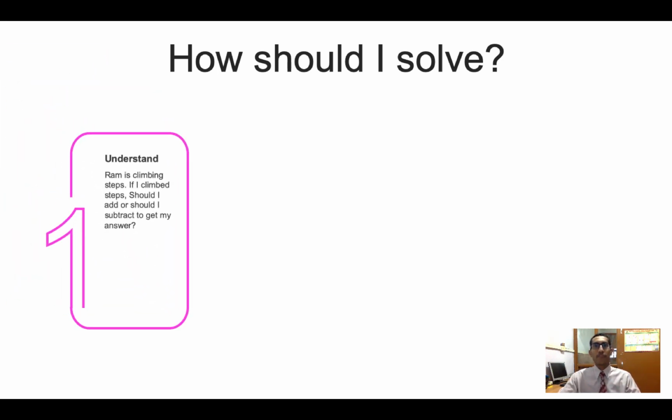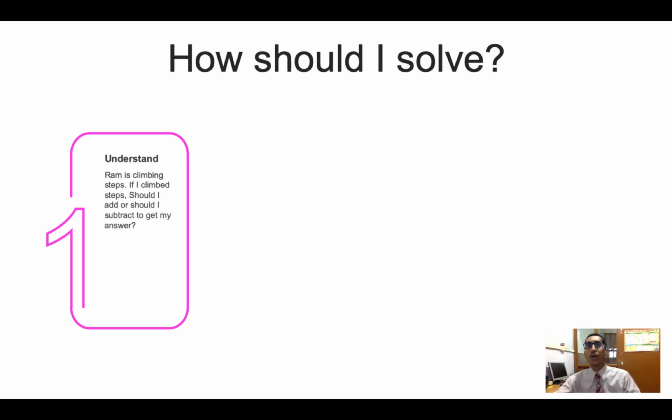First step, if you remember from our addition series, I said was always to understand a problem. In this question, Ram is climbing the steps. If I climb steps, should I add or should I subtract to get my answer? So right now, I want you to put yourself in this situation and imagine you're going from the first step to the third step. So I ask you, how many steps have you climbed? Are you going to answer 4? No, that's obviously the wrong answer. Why? Because if I add 1 plus 3, I get 4, but I have only climbed 2 steps.